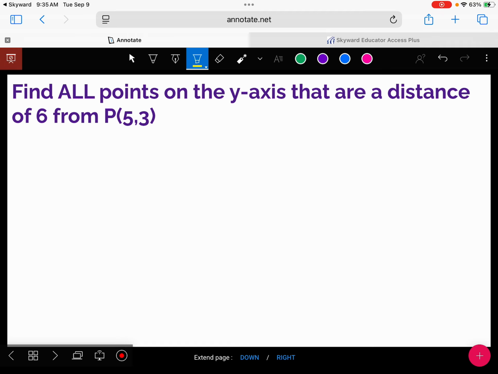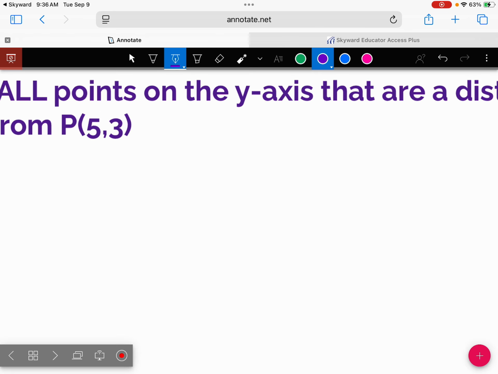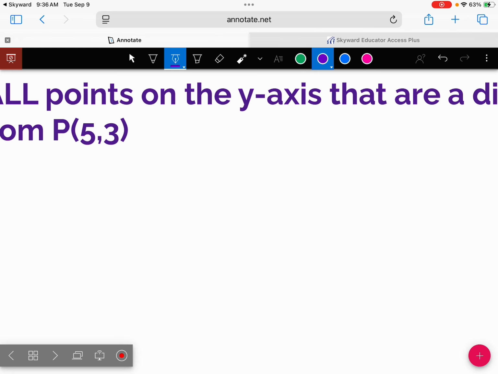So we're going to look at this one. This is kind of combining a few different things. We're going to find all the points on our y-axis that are a distance of 6 from this point. So I want to know things that are a distance of 6. So when in doubt, we're going to think about the distance formula, because we're going to find a point, or all points. I'm just going to call them x, comma, y.